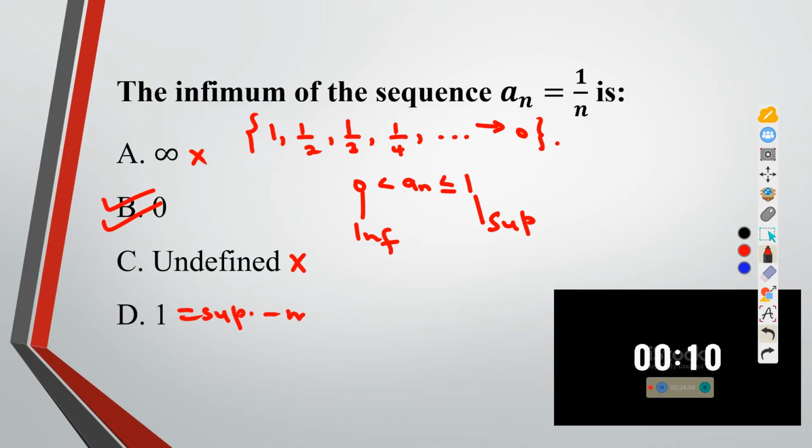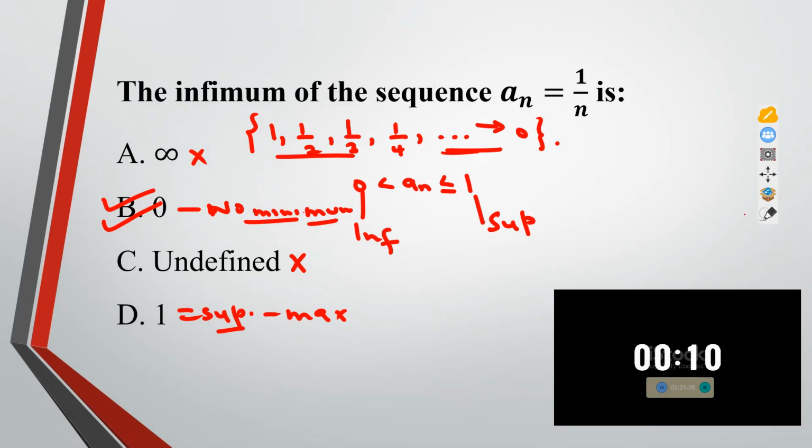1 can also be the maximum of this set here, and 0 can be the infimum, but 0 cannot be the minimum. So this one has got no minimum, because to be a minimum, it must be part of the set. Like 1 is the supremum, and 1 is also a maximum, because 1 is part of the set. But 0 is the infimum, though 0 is not a minimum, because 0 is not part of this set here. So that is about the infimum, and we have also looked briefly at the maximum and minimum of that set. So whenever a question asks about minimum, maximum, you should be able to distinguish them very well.